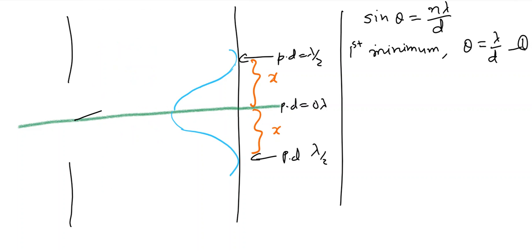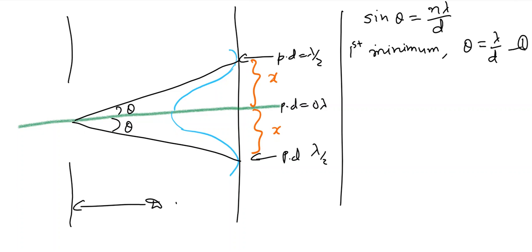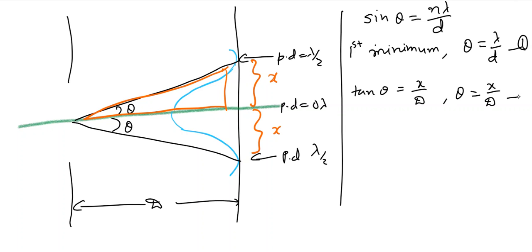The figure is like this. This is theta and this is also theta. And let the screen distance be capital D. So if I apply tan theta formula, what is tan theta? See, for this triangle, if you apply tan theta, it is x by capital D. And considering theta to be very small, theta is x by D.